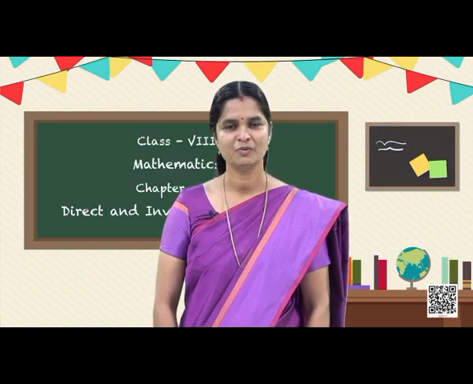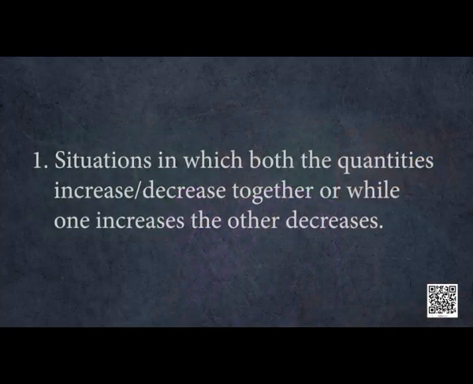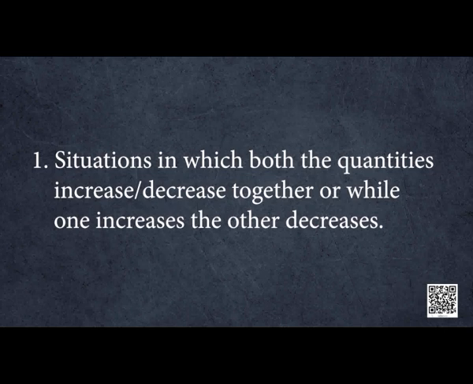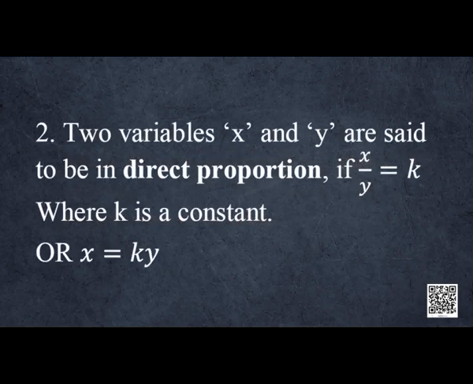Now, let us recall what all we have discussed today. We have studied situations in which both the quantities increase or decrease together, or while one quantity increases, the other one decreases. We also learned that two variables x and y are said to be in direct proportion if x by y is equal to k, where k is a constant, or x is equal to k into y.